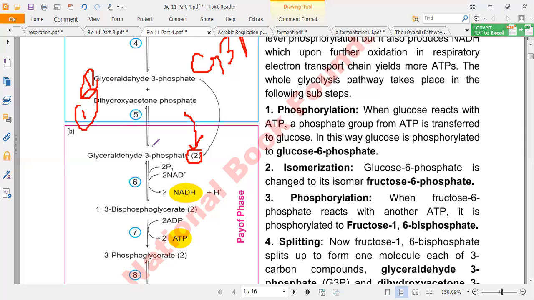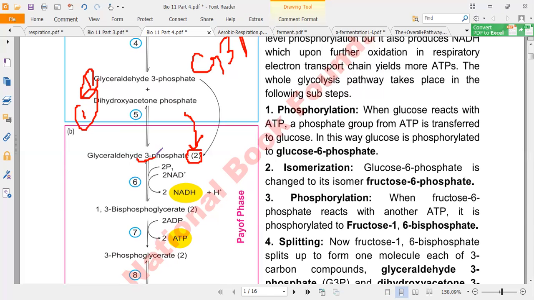So we can say isomerization is done, in which dihydroxyacetone phosphate, DHAP, is changed into glyceraldehyde 3 phosphate, that's called G3P, by the enzyme triose phosphate isomerase. Triose because that is a 3 carbon compound, and phosphate, like changing of the phosphate from its position, is done in the presence of isomerase.